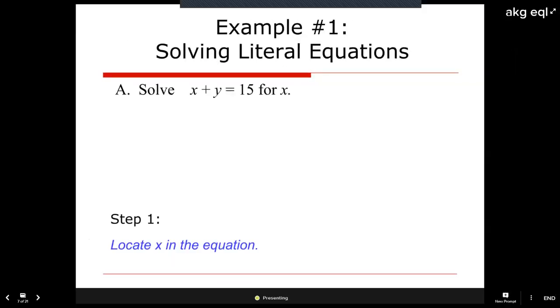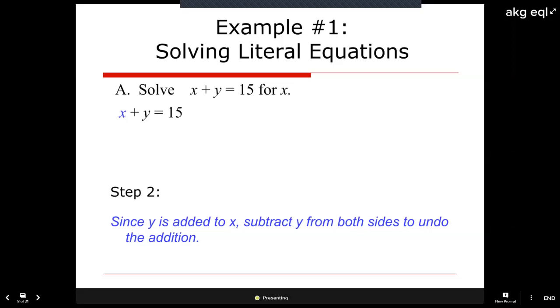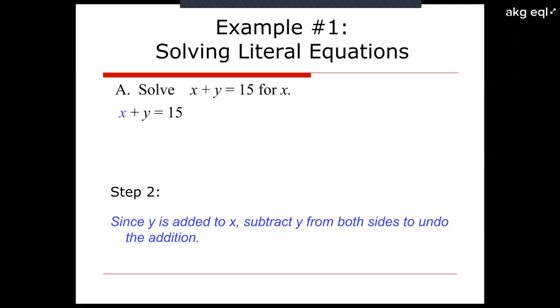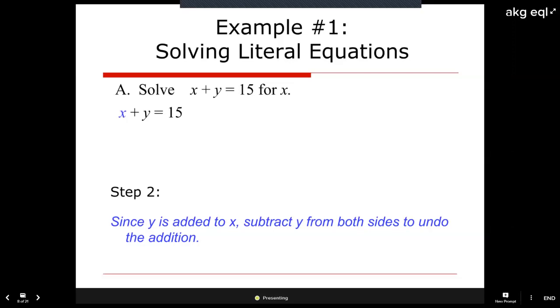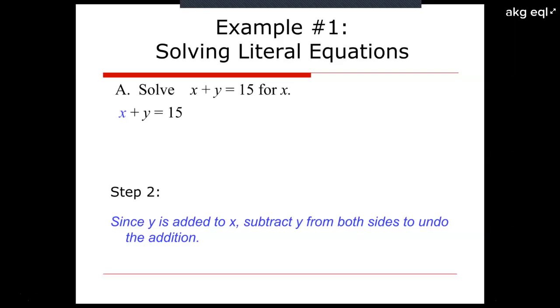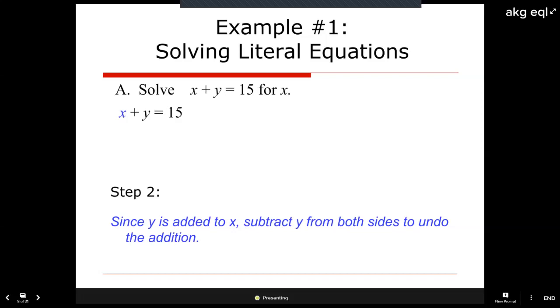Okay, so step 1 is to locate the x. So I see that the x is right here in this equation. So I went and I highlighted it in blue. Circling is good, but I didn't like the way the circles looked on the PowerPoint. It made it kind of look a little weird. So I highlighted it in blue. It's important to make sure you're pointing out to yourself where this variable is. I can't tell you how many students over the years have isolated the wrong variable, where they did a great job isolating something, but they picked the wrong letter. So it's important to make sure you're focused on the letter you're supposed to solve for.